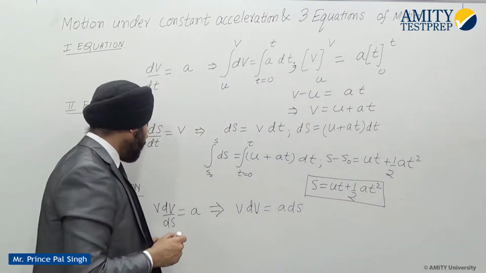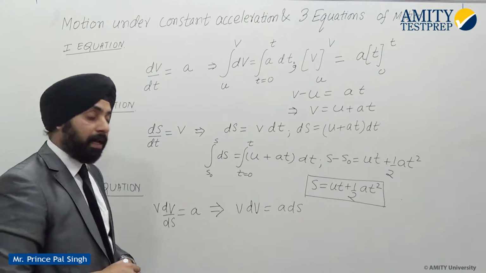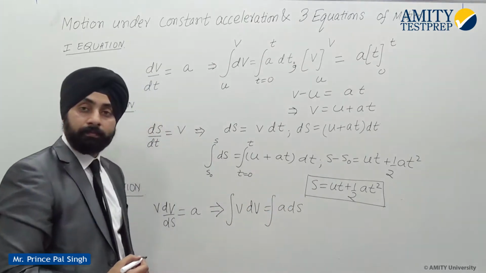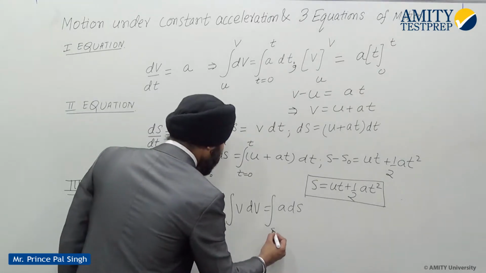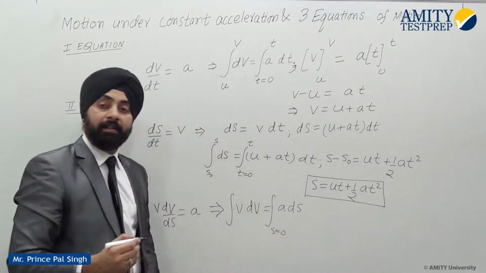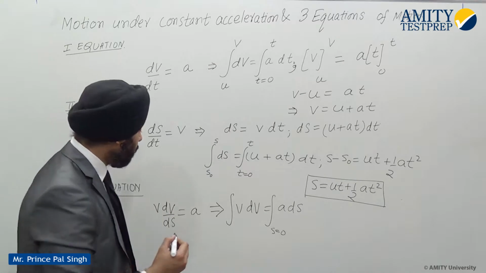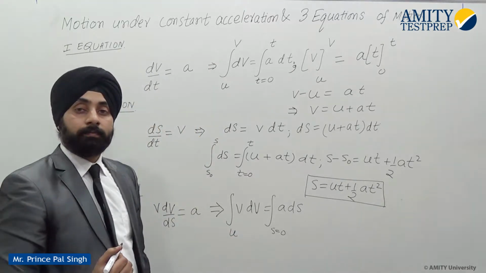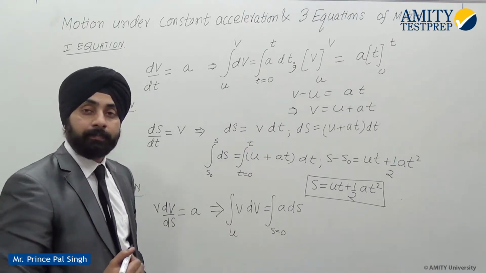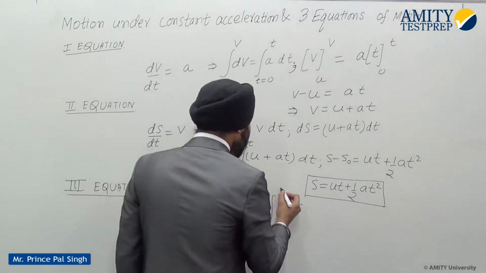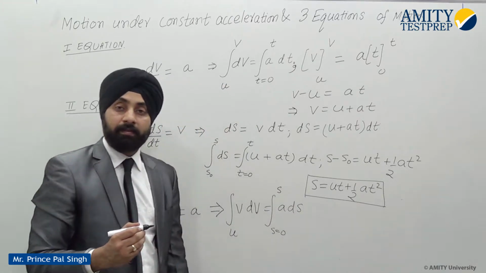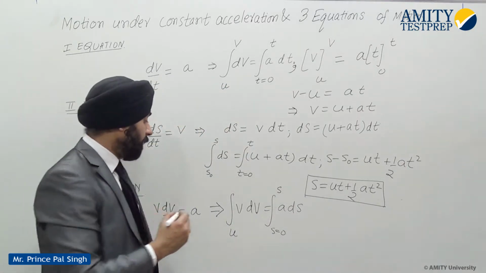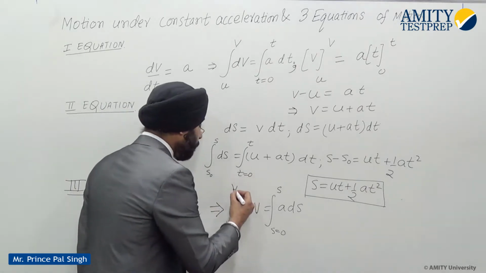Now cross multiply with ds and we will integrate this equation. At s equal to 0, when the particle is starting, let's say the velocity of the particle is u. This is the initial velocity. When the particle has travelled s, when it is displaced by s, the velocity of the particle has become v.